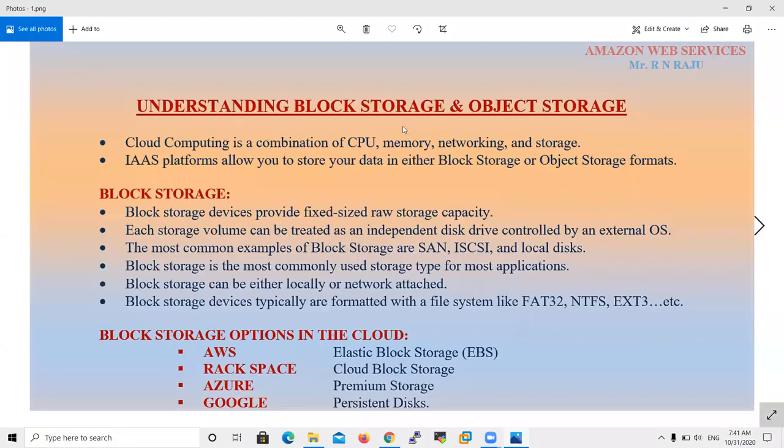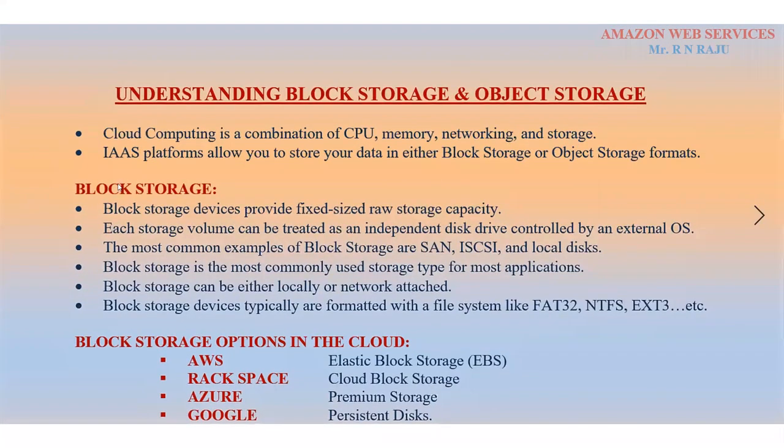Cloud computing is a combination of CPU, memory, storage, and networking. Block storage devices provide fixed-size raw storage capacity, and each storage volume can be treated as an independent disk drive controlled by the OS only. Block storage is designed for operating systems, that is, EC2 instances. The most common examples of block storage are SAN, iSCSI, and local disk. Maybe your laptop disks, hard disk, pen drives, all are local storage. And block storage is the most commonly used storage type for most applications.